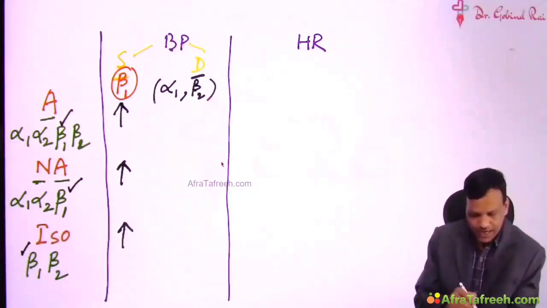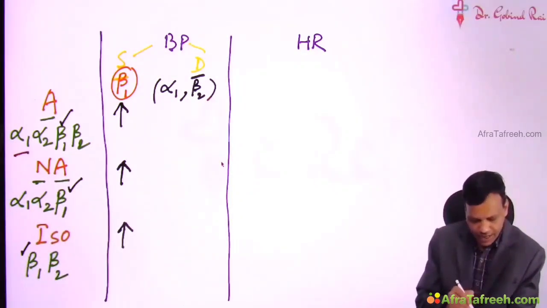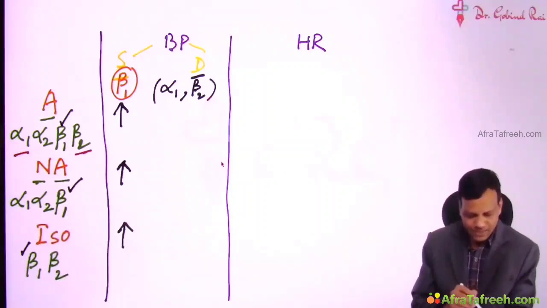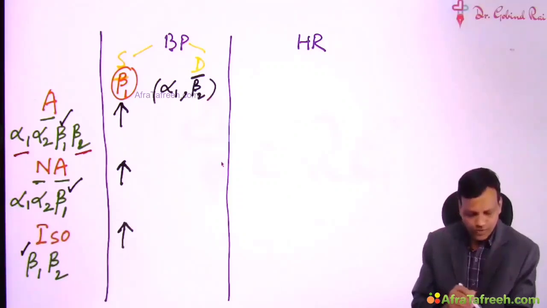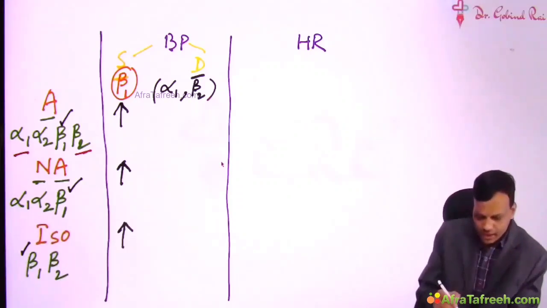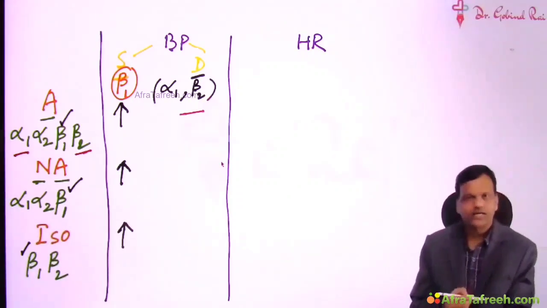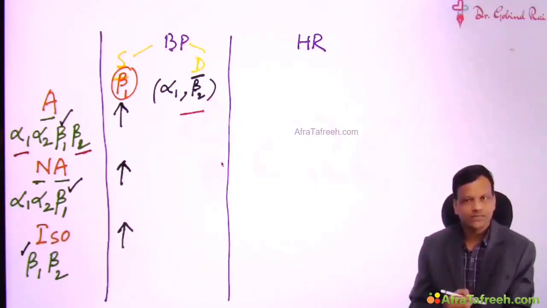And if you see, adrenaline acts on alpha 1 as well as beta 2. That means by stimulating alpha 1 it causes vasoconstriction, and by stimulating beta 2 it will cause vasodilation. So the 2 will tend to cancel each other. So the net effect will be negligible. Neither much increase nor much decrease.